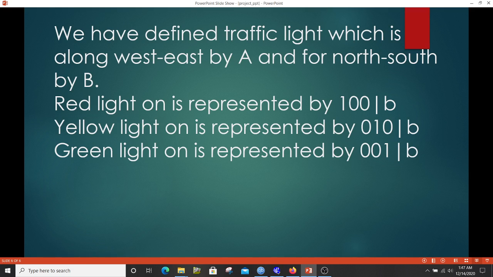So in the code we have defined the traffic light which is along west east by A and for north south by B. And in the code, red light on is represented by 100 in binary, that means 4 in decimal. Yellow light on is represented by 010 in binary, that means 2 in decimal. And green light on is represented by 001 in binary, that means 1 in decimal.